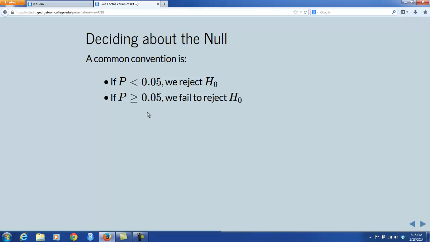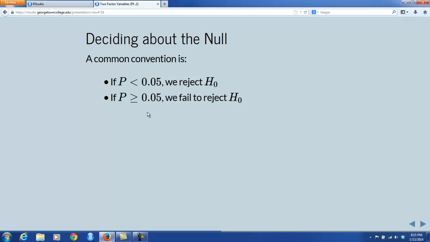It's just something that people often agree to do. If the p-value is less than 5% or 0.05, then we'll reject the null hypothesis. But if it's at least 0.05, then we'll fail to reject it. That doesn't mean that we believe that the null hypothesis is true. It's just that we don't think we have enough evidence to toss it out.